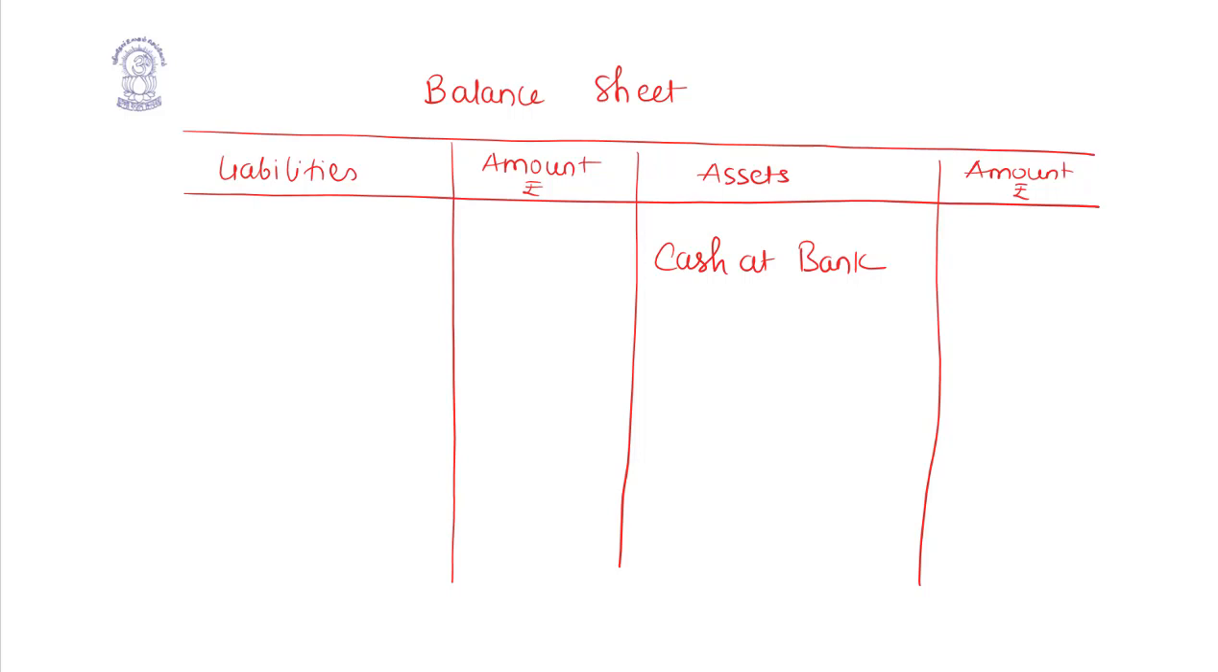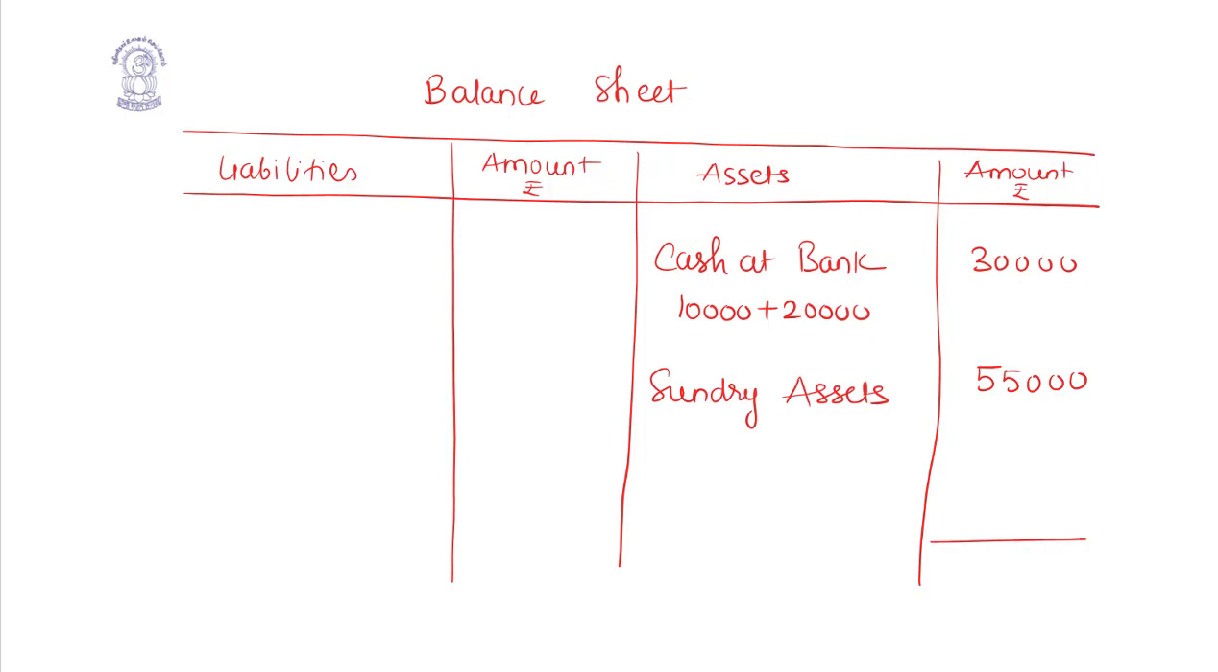The earlier cash at bank was 10,000 and the new partner brings in 20,000, so the total is 30,000. Next is sundry assets, 55,000. The total is 85,000. Balance sheet total 85,000.